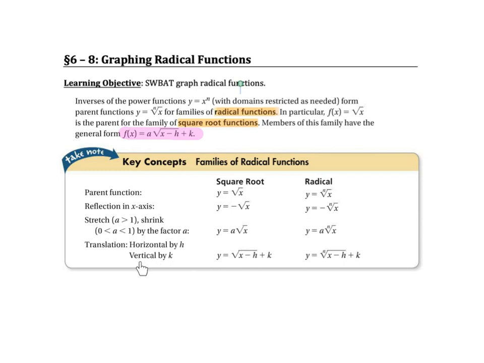And translation is horizontal by h. Remember, if you have minus h, it's going to the right. If you have plus h, it's going to the left, same as before. Plus k is going up, minus k is going down. And over here, you can see the same thing for any radical. So it could be a third root, a fourth root, a fifth root, whatever it is.